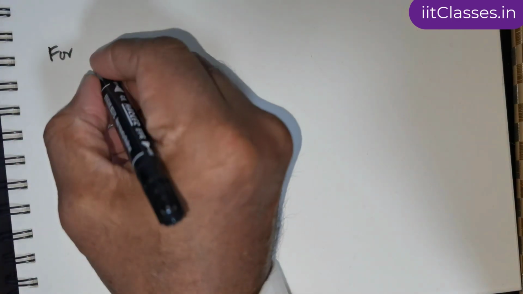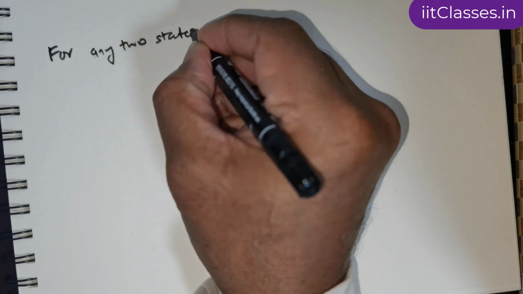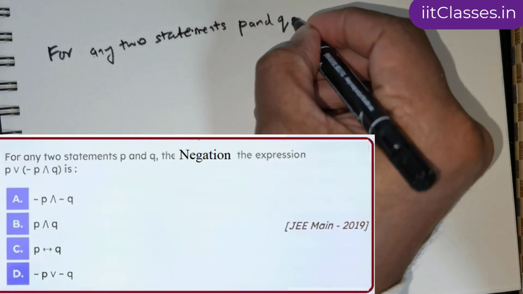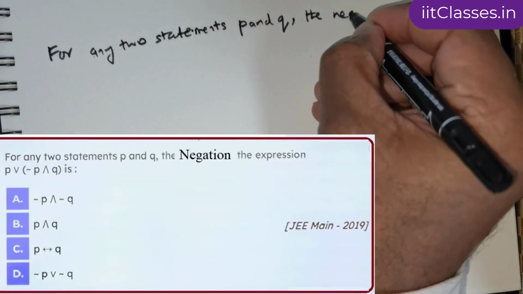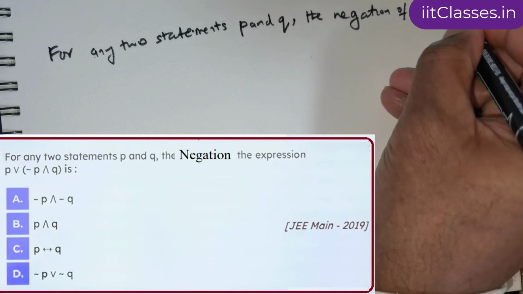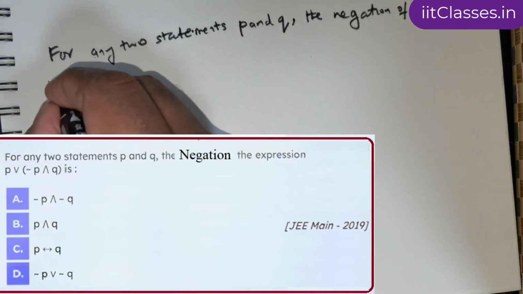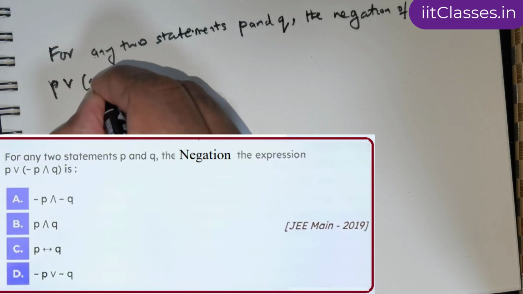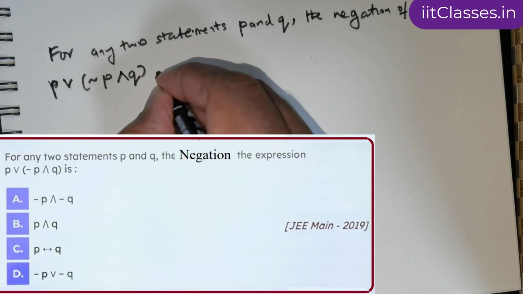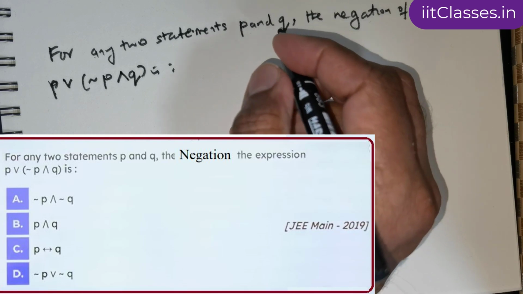Let's do this question, students. For any two statements P and Q, the negation of the expression P V of negation of P conjunction with Q is what? We've been given the following choices A, B, C, D.